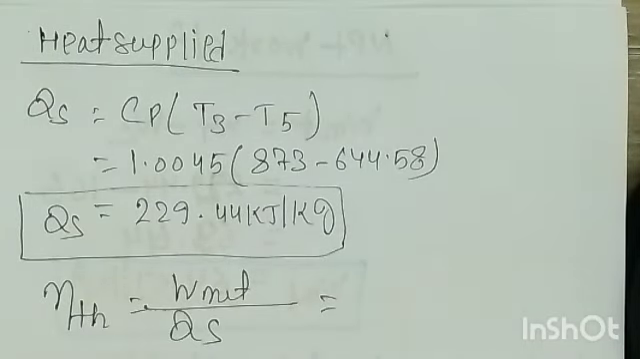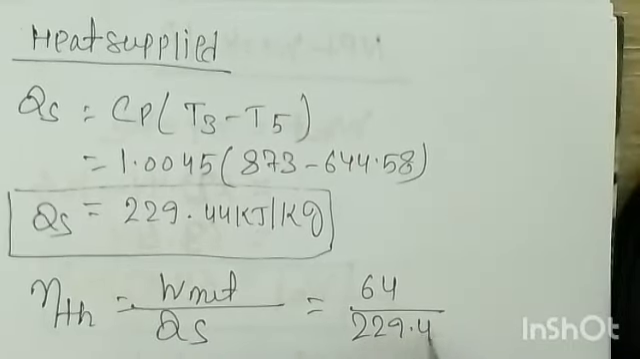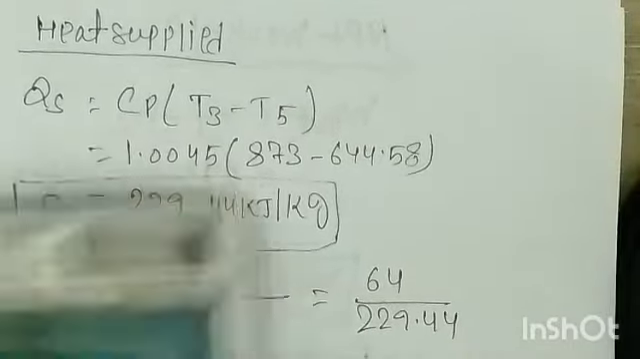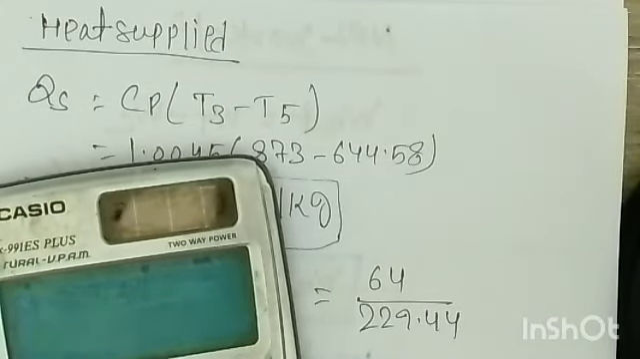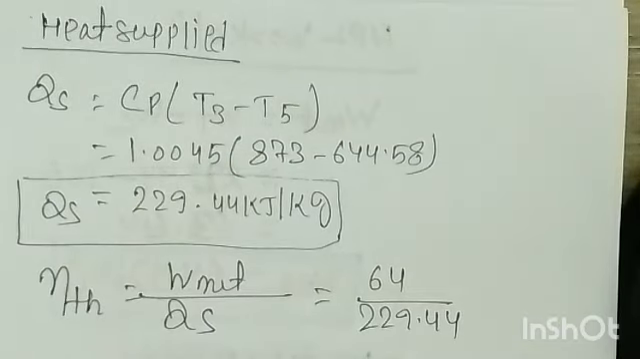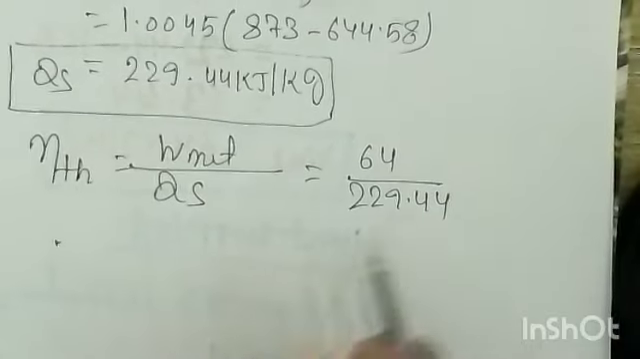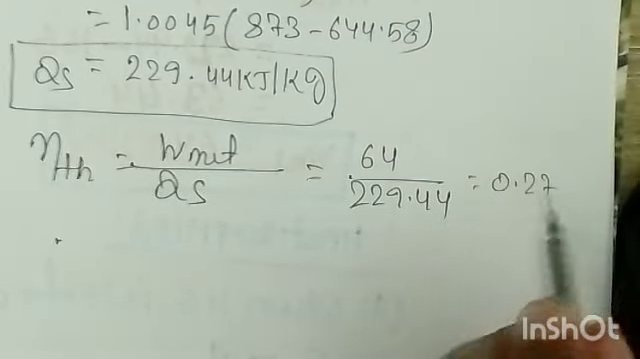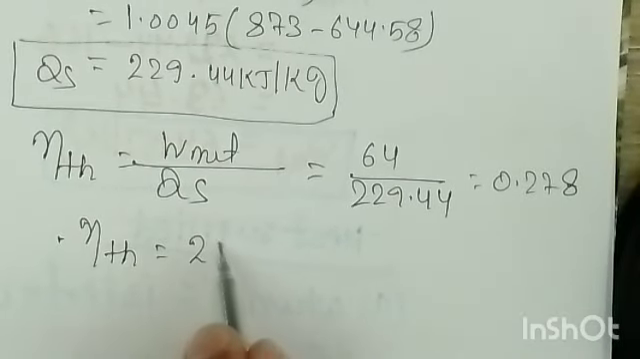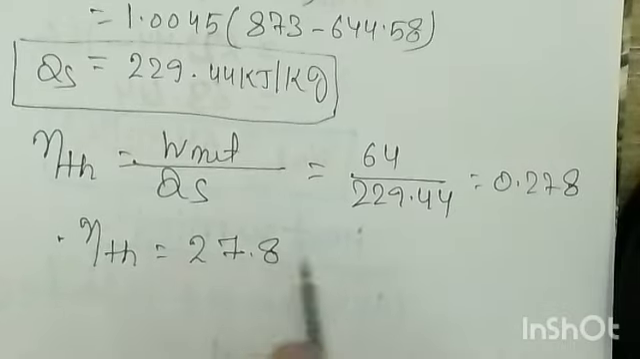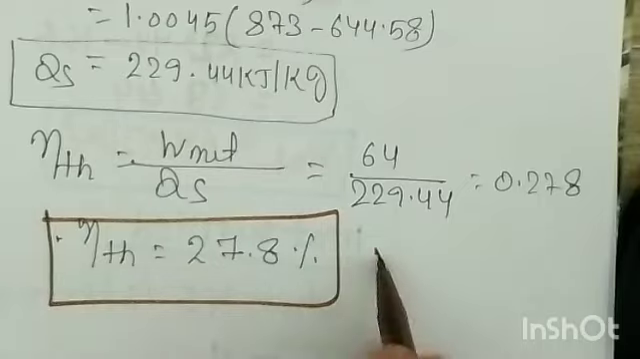Okay, so let's write that: 64 divided by 229.44 is 0.278, right? It means that here we can write 0.278, which is the thermal efficiency for perfect intercooling of a gas turbine plant with regeneration. In this particular case, it is 27.8%, right? This is the first answer.